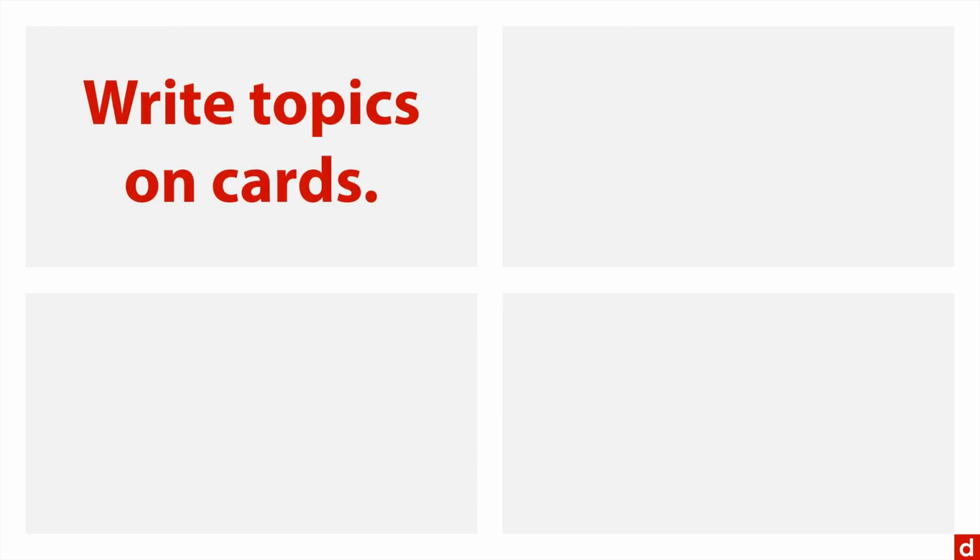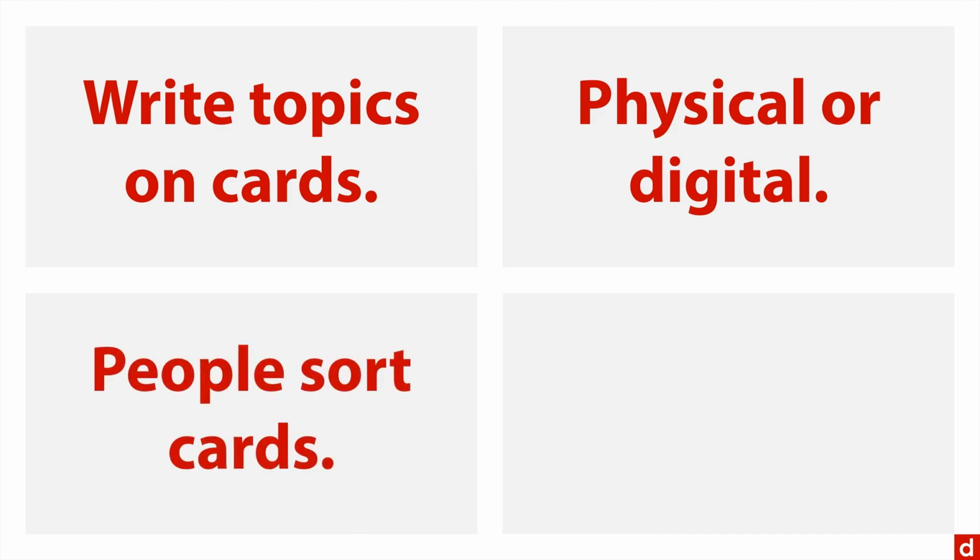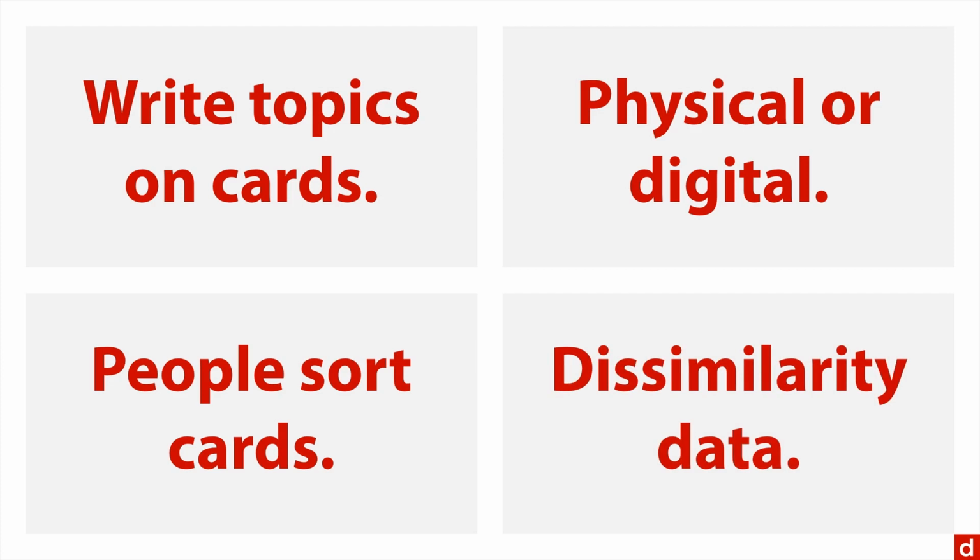Now, the basic procedure goes like this. You take a bunch of little topics and you write each one on a separate card. You can do this physically with 3x5 cards, or there are a lot of programs that allow you to do a digital version of it. Then you give this information to a group of respondents and the people sort those cards. So they put similar topics with each other, different topics over here, and so on. And then you take that information, and from that, you're able to calculate what's called dissimilarity data. Think of it as the distance or the difference between various topics. And that gives you the raw data to analyze how things are structured.